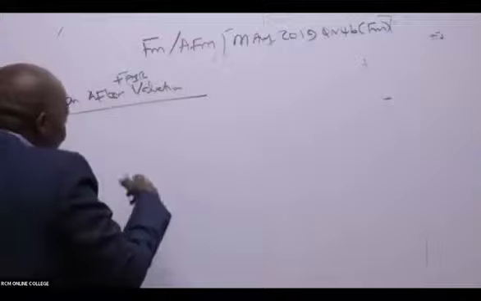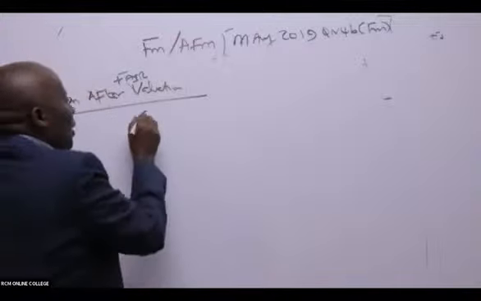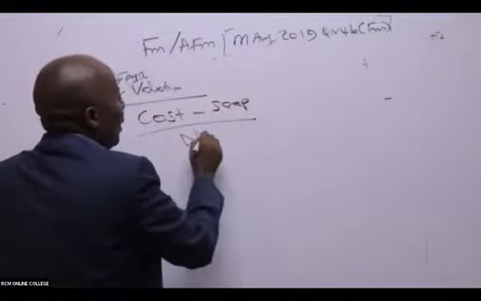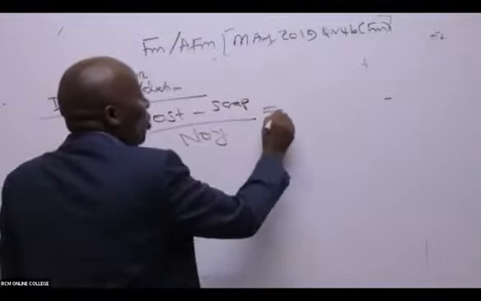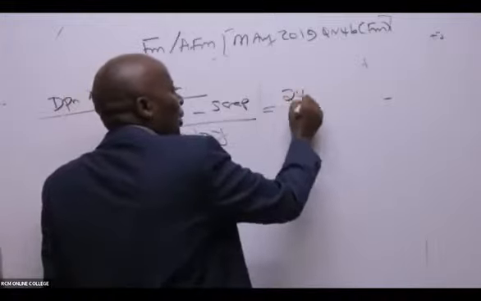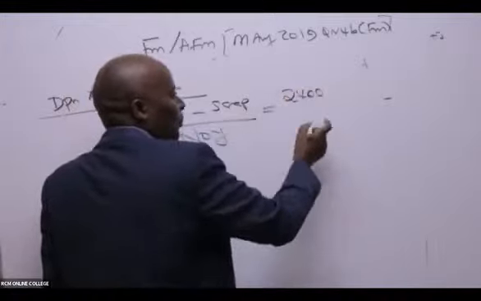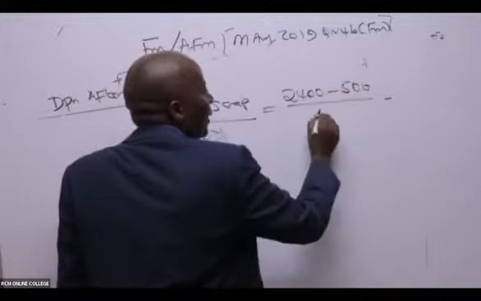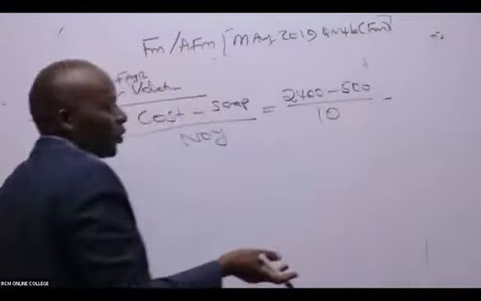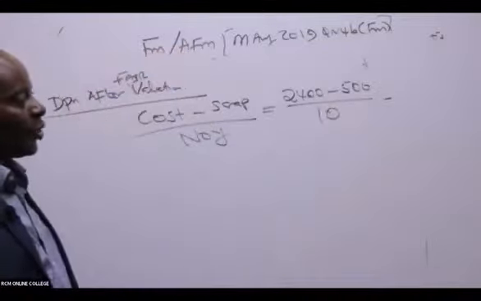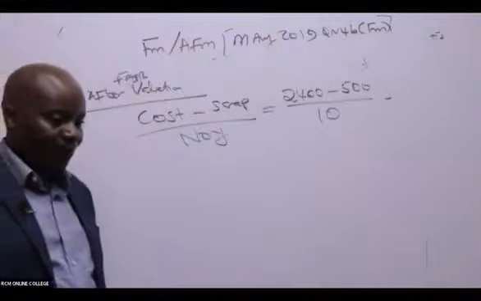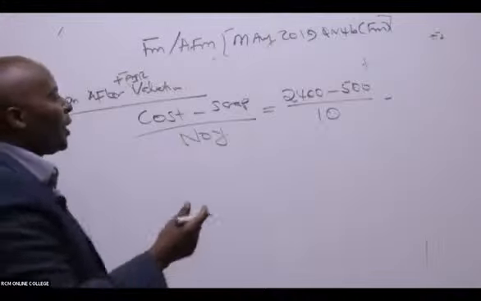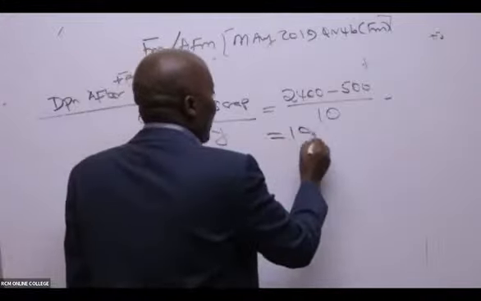How will I do this? It is still straight line. So I'm taking the cost minus the scrap value over the number of years. The cost will be this net book value, which you gave me as 2,400. Scrap value is 500, divided by the number of years, these additional years, they are 10. Is there somebody who is able to give me this figure? 190, right? They're giving me a figure of 190.